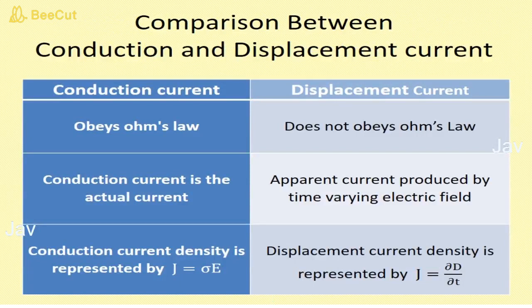Comparison between conduction current and displacement current. Conduction current obeys Ohm's law. Displacement current does not obey Ohm's law. Conduction current is the actual current, whereas displacement current is the apparent current produced by the time-varying electric field. Conduction current density is represented by J equal to sigma E, and displacement current density is represented by J equal to dou by dou t of D.